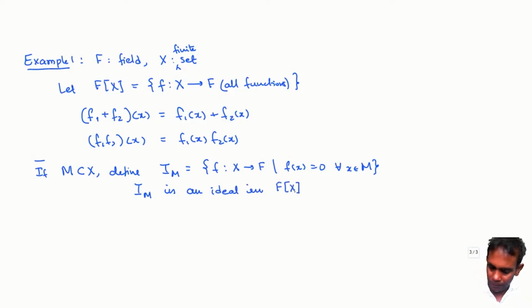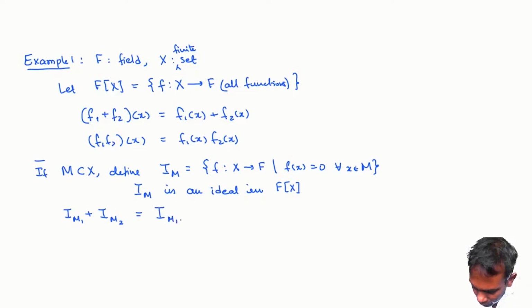In F^X. Okay, and here's some fun stuff. So if you take I_M1 plus I_M2, so a function that vanishes on M1 plus a function that vanishes on M2, well, it will definitely vanish on M1 intersection M2. So what this gives is I_(M1 intersect M2). This is not difficult to show, and I leave it for you to think about it.